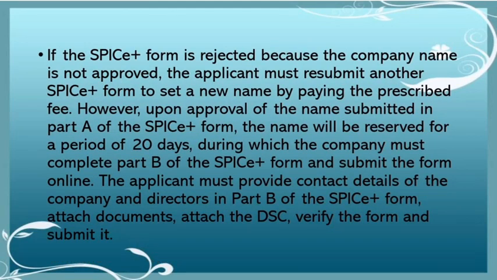When the SPICE Plus form is rejected because the company name is not approved, the applicant must resubmit another SPICE Plus form to set a new name by paying the prescribed fee.